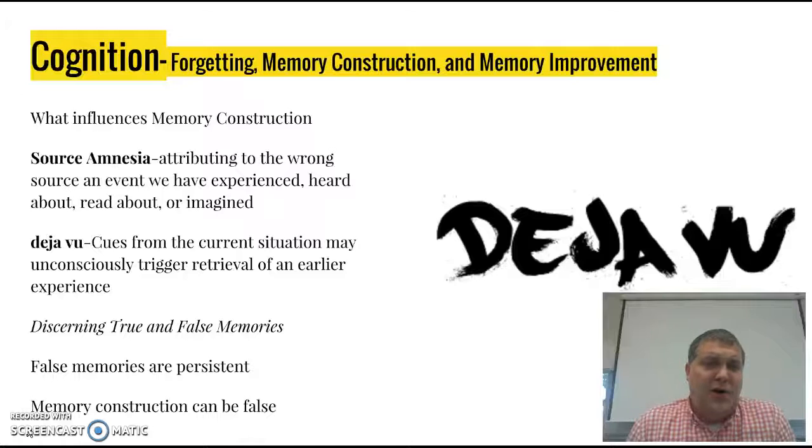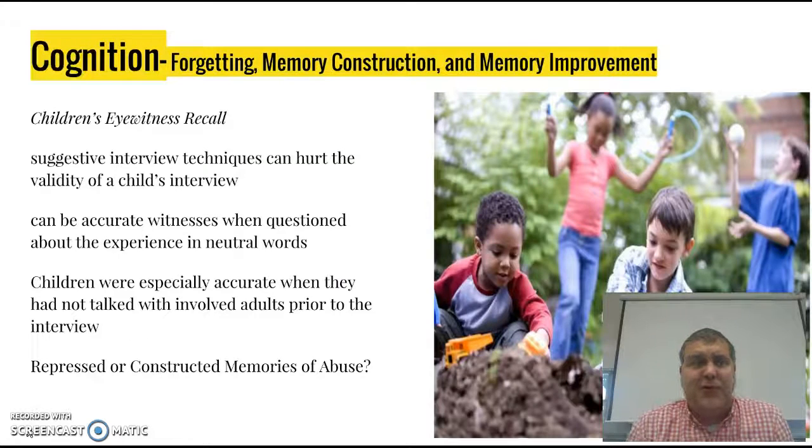This is where you think that you've already seen something beforehand, so you see it again. The cues for the current situation may unconsciously trigger retrieval of an earlier, similar experience, and you may think, I've already done this once. It happens. False memories are persistent throughout time, and memory construction can be false, but you need to try to figure out ways to get around that and find out really what's going on.